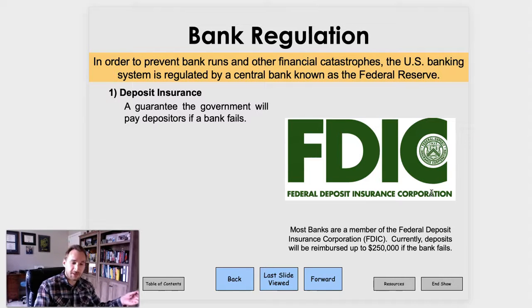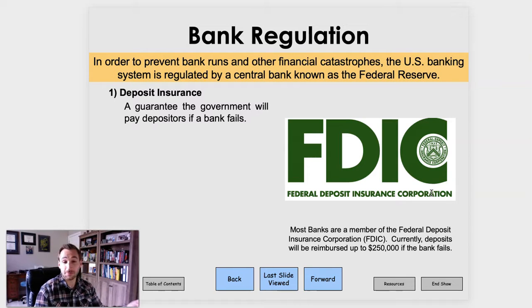FDIC insurance: if you have your money right now at Bank of America, let's say, and Bank of America goes out of business tomorrow, the FDIC insures your account up to $250,000. So if you have 10K sitting in that bank account and they go belly up tomorrow, the FDIC will cut you a check for 10K because you're insured.